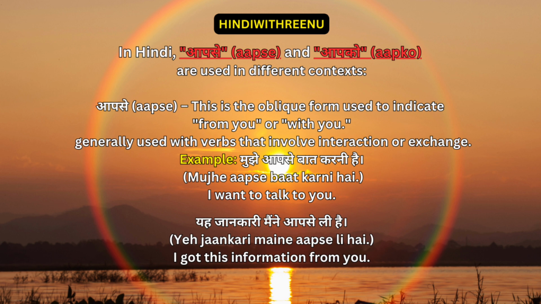So let's talk about Aapse. So this is the oblique form we use to indicate from you, when something is from you, from the other person or with you. Generally, this term involves interaction, like two-sided interaction or exchange, or it is kind of taking things. You are taking something from someone and you both are involved, or you are exchanging something, you are interacting with the other person, then we use this aapse.